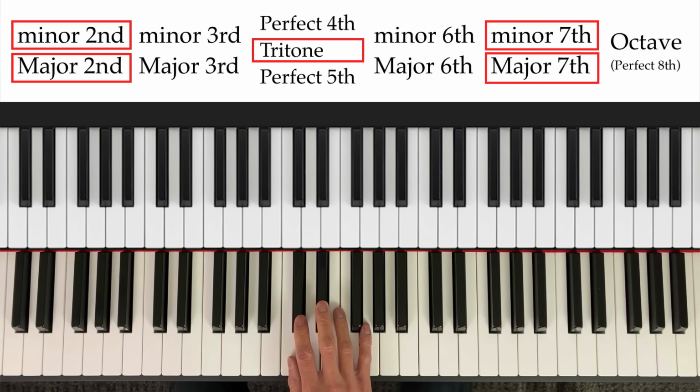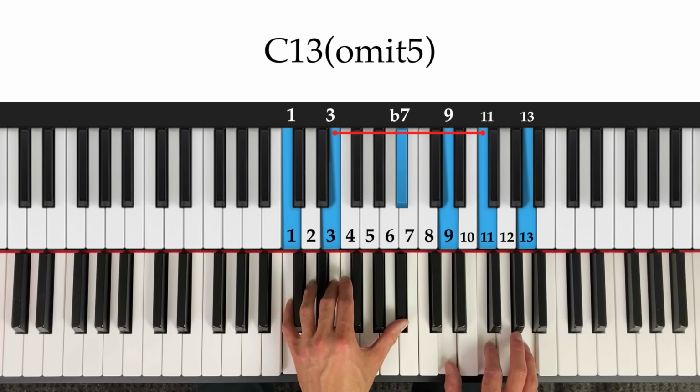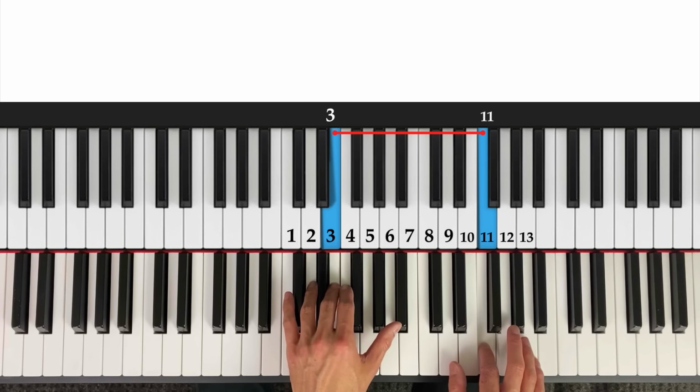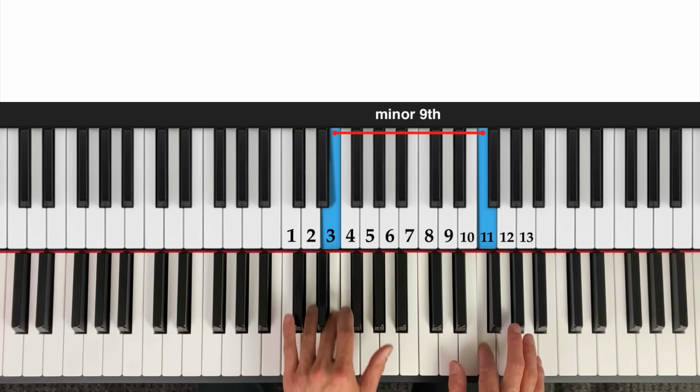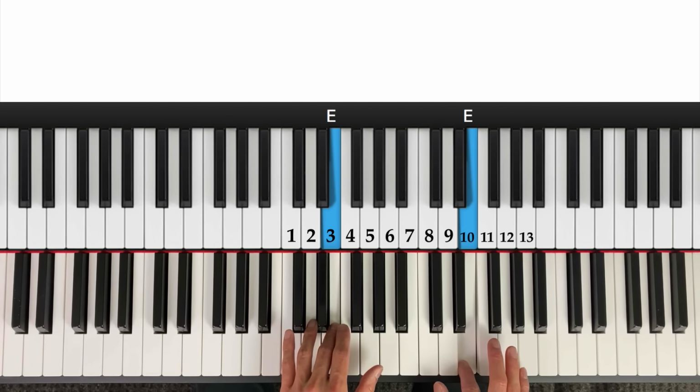The consonant intervals are everything else. So back to our C13 omit 5. What is this mysterious dissonant interval between the 3 and the 11? This is a minor ninth interval. The notes are E and F. The 3 is an E, and from one E to the next E is an octave, a perfect eighth. After a perfect eighth, we have a minor ninth.